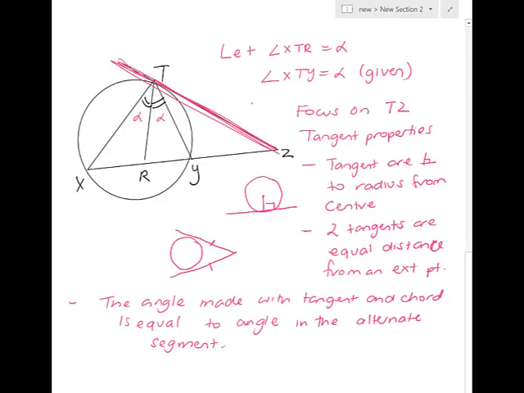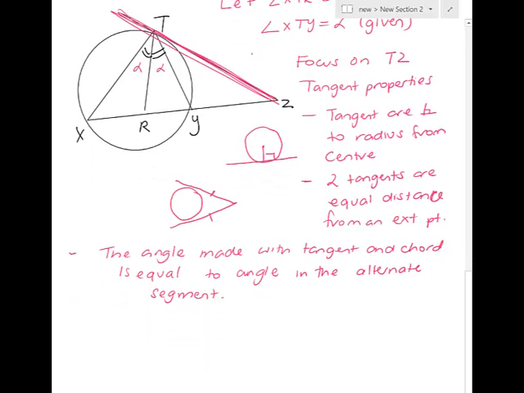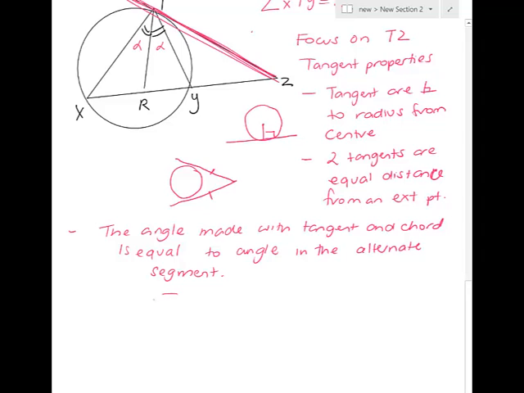That is very abstract, so if I draw a diagram, you know exactly what I mean. Scrolling down a bit, drawing the diagram looks like this. The angle made with the tangent and chord, this one here, is equal to the angle in the alternate segment, which is here. So that's our sailboat rule.